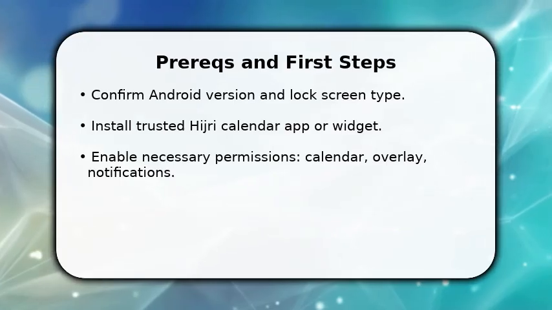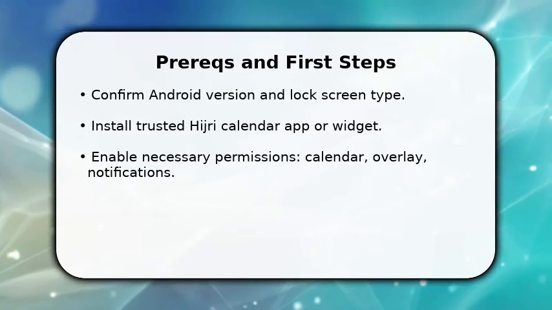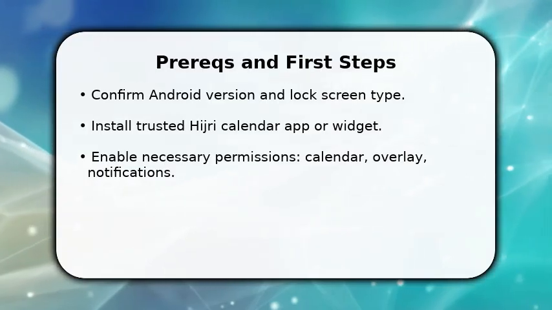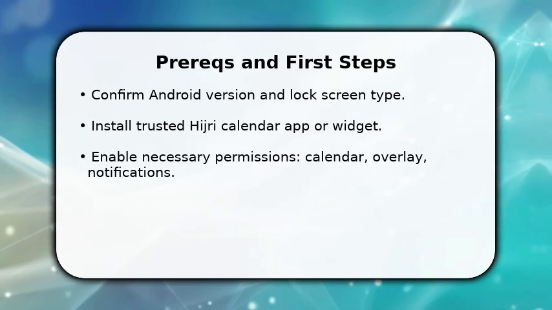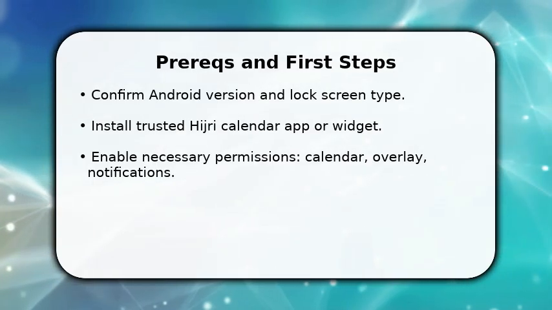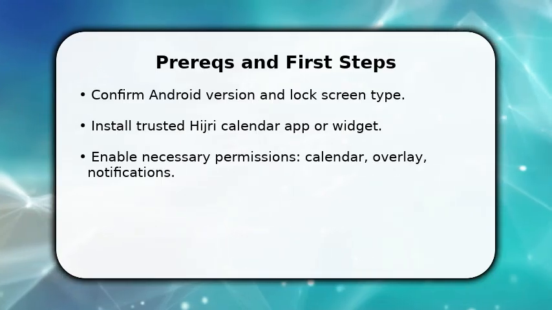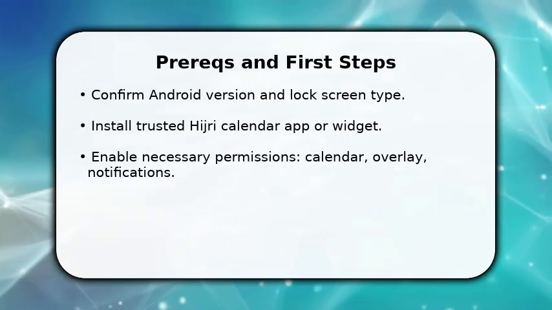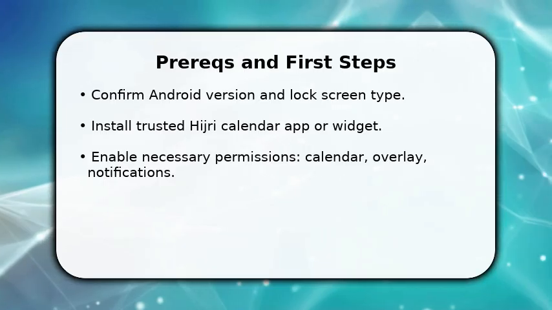You have two prerequisites: a compatible Android device and a Hijri calendar app that supports widgets or overlay. First, check Settings, then About phone, for the Android version and confirm lock screen customization is allowed. Then install a reputable Hijri calendar from the Play Store.